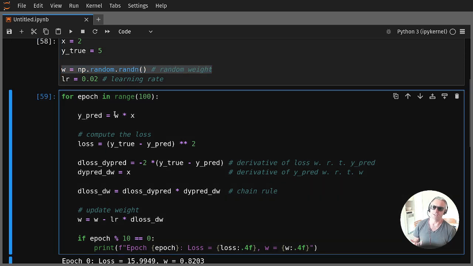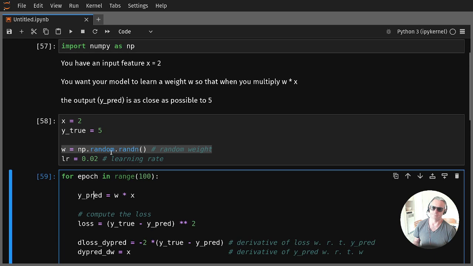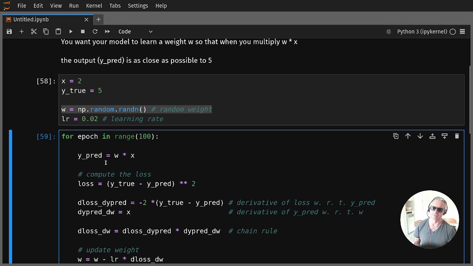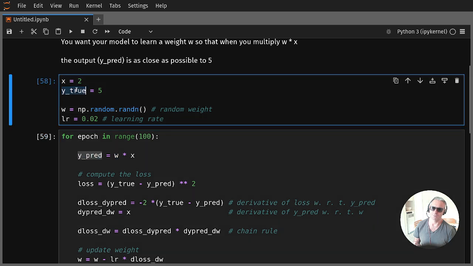The Y prediction needs to equal the weight times X. So if the X is 2 and the weight is 2.5, Y prediction would be 5, which would equal the actual true value of Y.